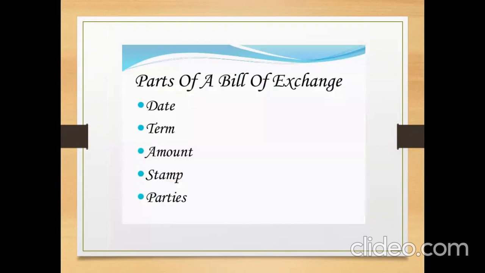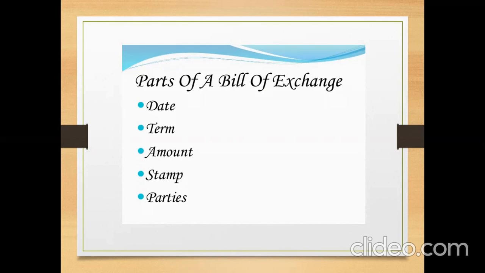Parts of a bill of exchange, very important components, are: Date, that means on what date the bill was prepared. Term, how long will the bill run? That means up to what time duration, say 2 months, 3 months, 50 days. What is the term of a bill of exchange? At the end of this term, 3 days of grace are also included.